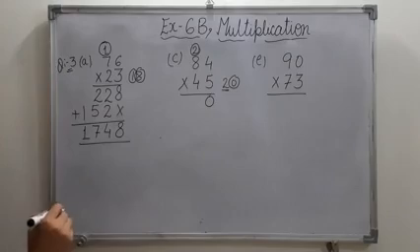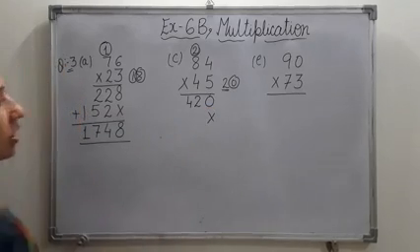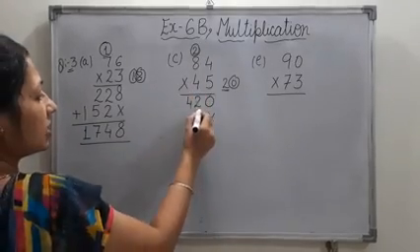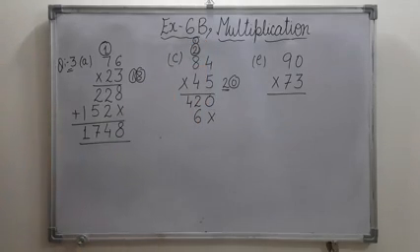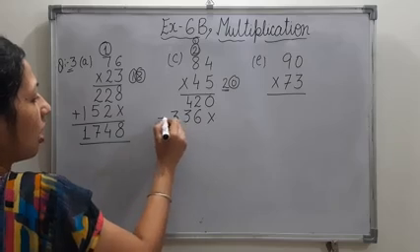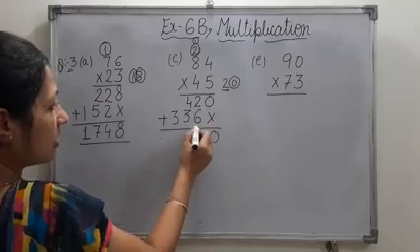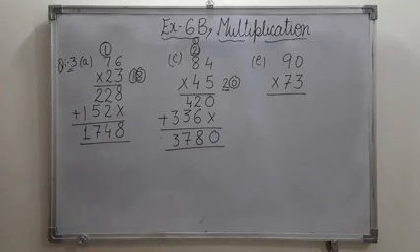8 5s are 40. 40 plus 2, 42. Next we have to multiply with the next number, that is 4. 4 4s are 16 and 1 is carried over here. 4 8s are, or 8 4s are, 32. 32 plus 1, 33. Now we have to add these numbers. 0 plus 0, 0. 2 plus 6 is 8. 4 plus 3 is 7 and 3 as it is. Okay. So our answer is 3780. That is our product.